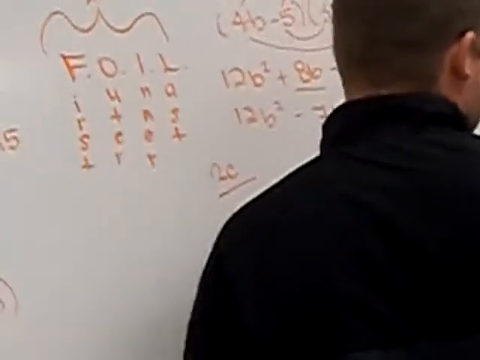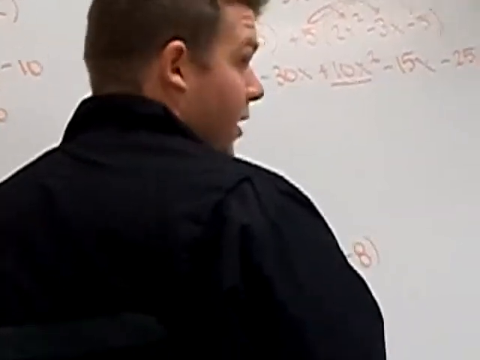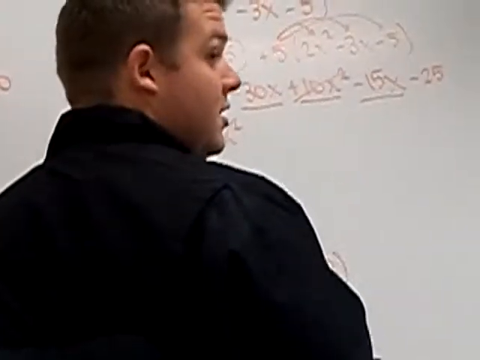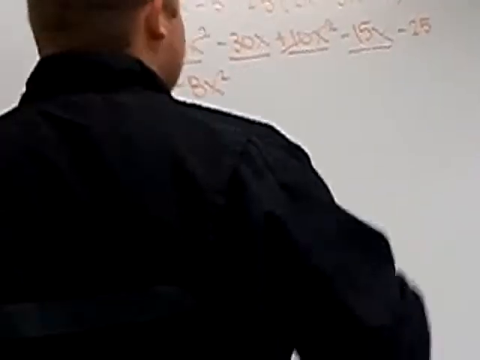Alright, now, what do we have to do next? Combine like terms. We don't have another x cubed, so x cubed stays the same. 12x cubed. Alright, we've got a negative 18x squared and a plus 10x squared. Negative 18 plus 10 becomes negative 8x squared. Alright, then we have a negative 30x and a negative 15x. Same signs, add, keep the sign. Negative 30 minus 15, negative 45x, and then we just have negative 25.